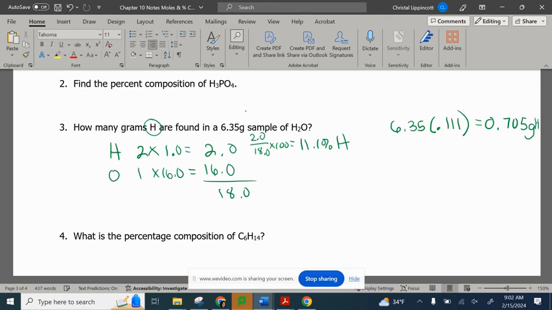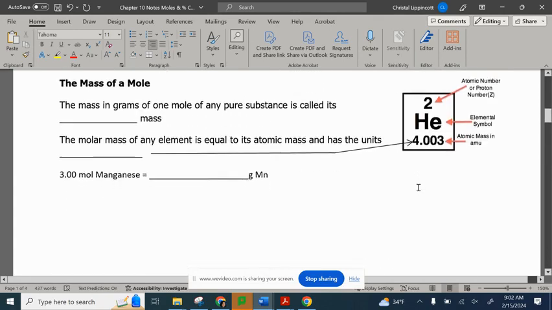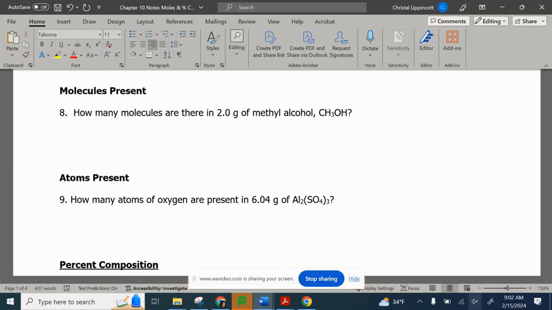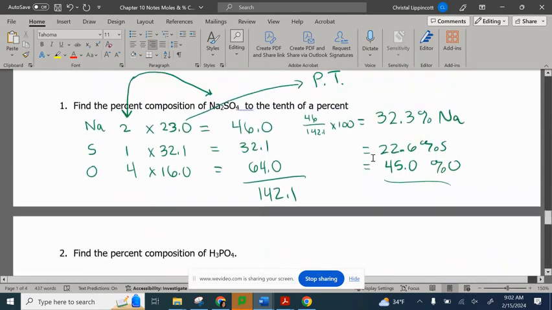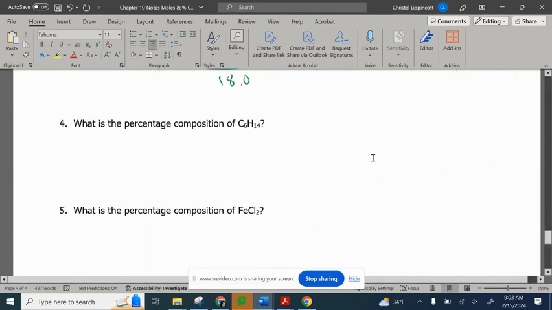Let me see if I can squeak that in there. I don't know why that moved on us. There. Sorry. All right. You remember how to do these now?